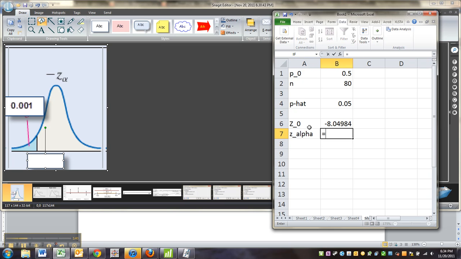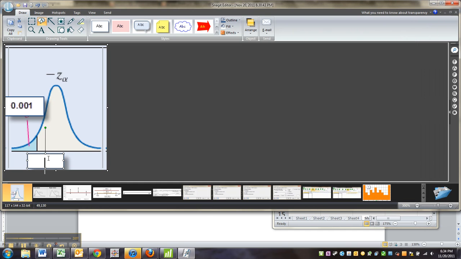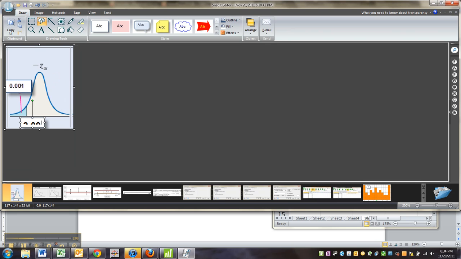Okay, so equals. Now we learned how to find this way back. When you have an area in a left tail like that, you type norm inverse, or norm dot inverse if you're in my version of Excel, Excel 2010. The probability is the area in that left tail, which is 0.001, comma. The mean is 0, standard deviation is 1 because this is the normal curve, the z curve. There you go, negative 3.09. So this is negative 3.09.